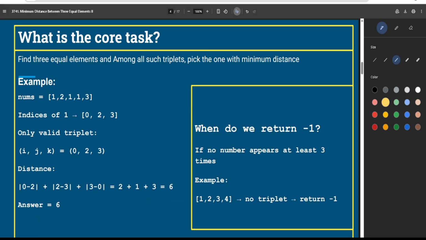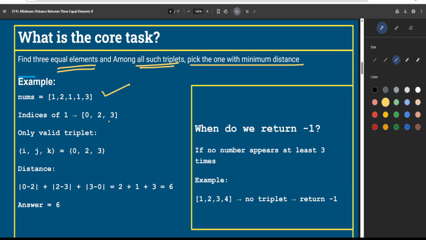Let's try to understand further. Now think, what is the core task here? We have to find three equal elements among all such triplets. And if there are such triplets, we have to pick the one with the minimum distance. How will we do that?